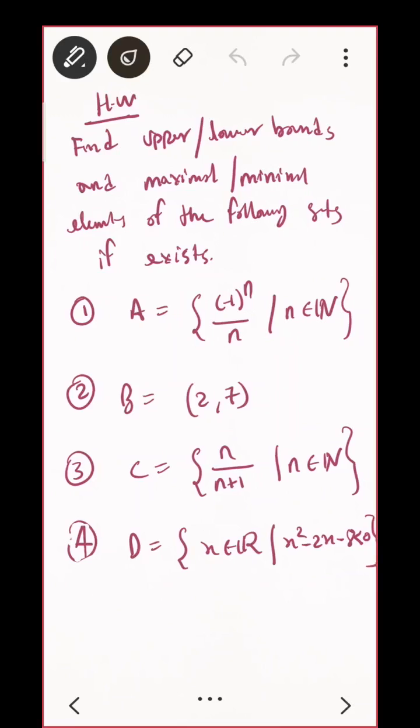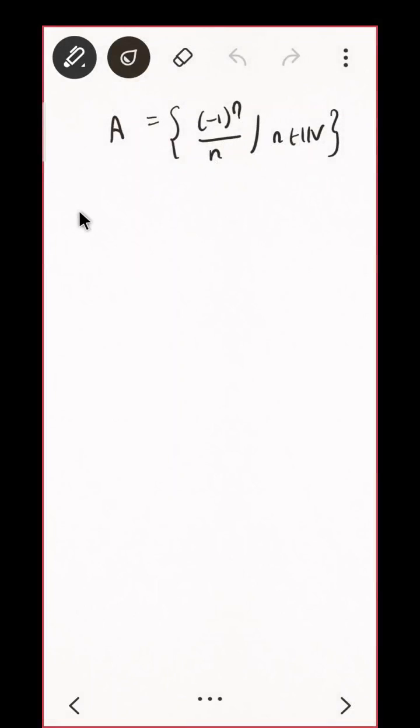A is equal to the set of all minus 1 raised to n upon n, correct? Where n belongs to natural numbers. Minus 1 raised to n, right? Let us see. If I put n equal to 1, what will be the value? Minus 1. n equal to 2, you can see it is 1 by 2. n equal to 3, minus, next, 1 by 4. Next, minus 1 by... Do you see the pattern?